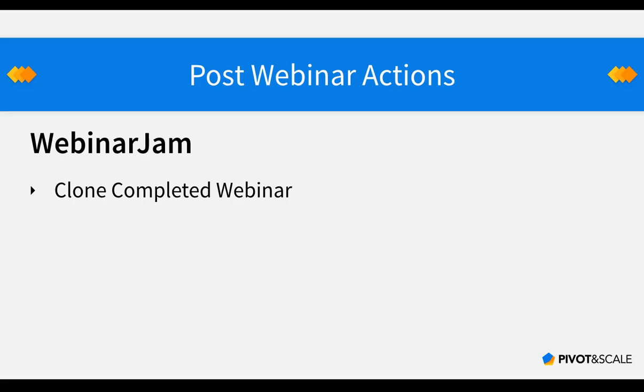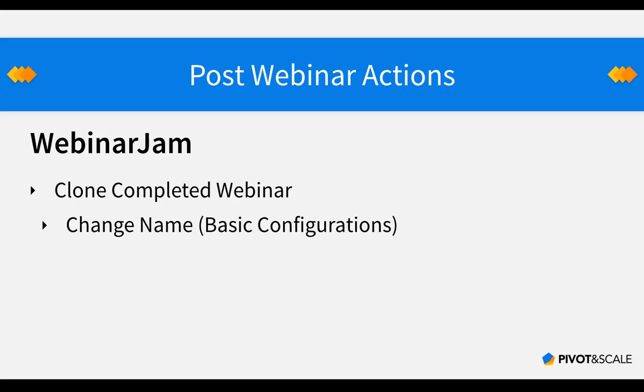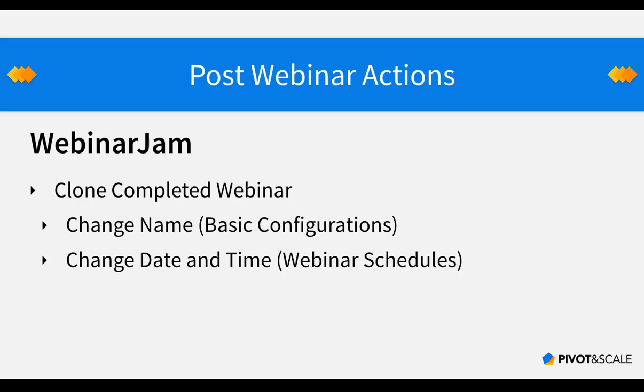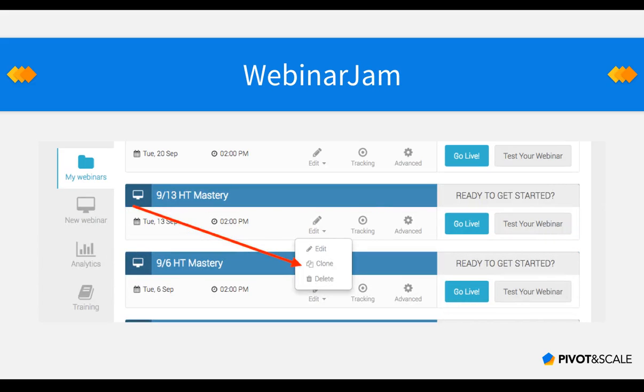Inside there, you're going to make a clone of that. Second, after you clone it, go into that clone, open up the basic configurations tab, and just change the name. For example, if you host your webinar on 913, the clone is going to say 913 clone. You'll just want to change the name to 920. Change the date and time in the webinar schedules section to be the date and time for the next week, and then save that all the way through. That's going to get you ready to integrate back into your landing page.